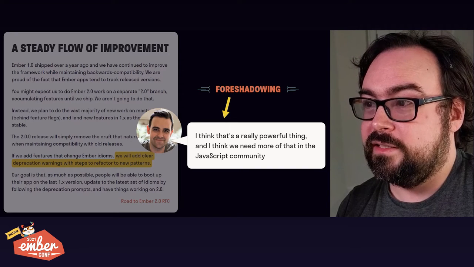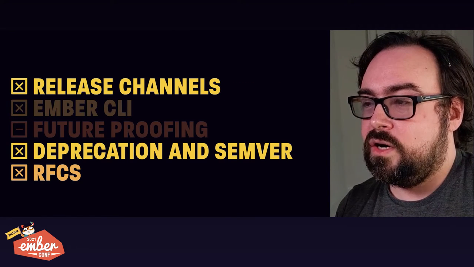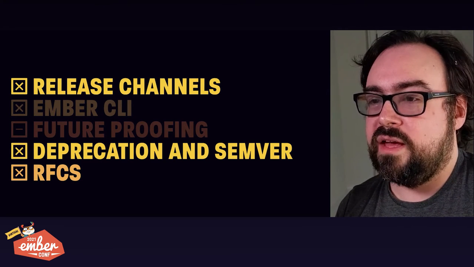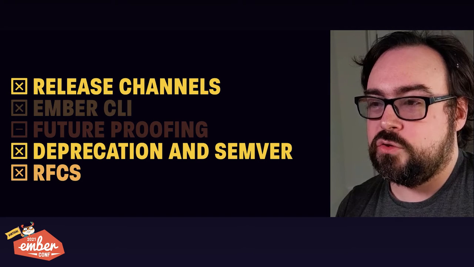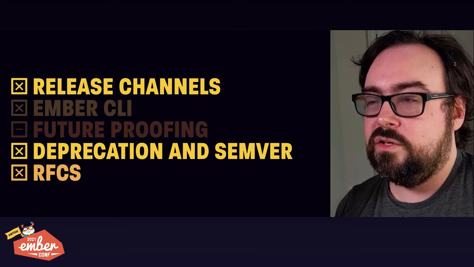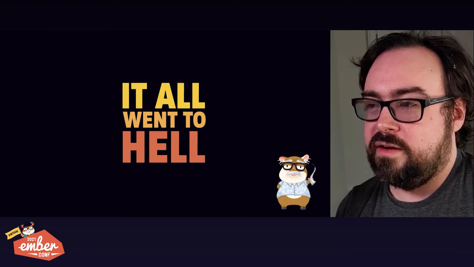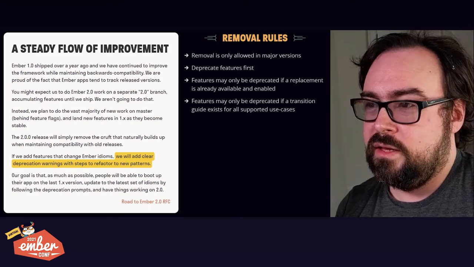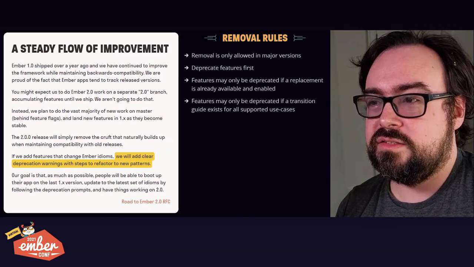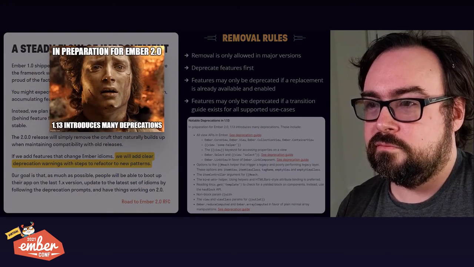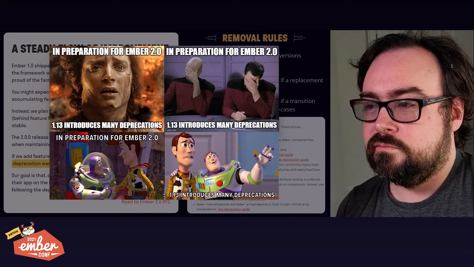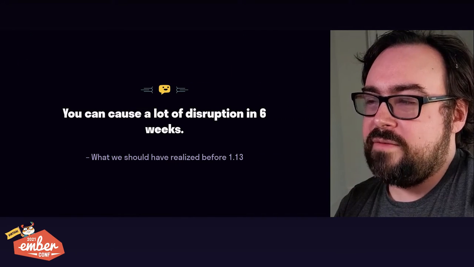This is more foreshadowing. We thought, we're going to make really good use of the strategies we defined. We have release channels. We have RFCs. We made a road to Ember RFC. We have deprecation. We're definitely going to make sure we deprecate everything we're going to remove. We felt really good about all of this. But then it all went to hell. You see, we had made a critical mistake. We thought deprecations and removals are now part of our process, so we can do a lot of them.